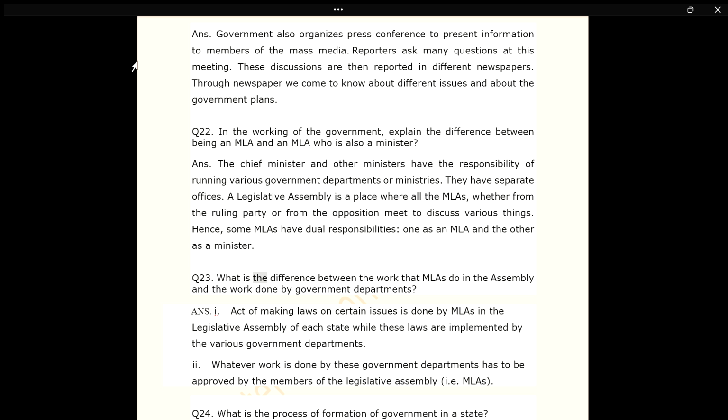Q23. What is the difference between the work that MLAs do in the assembly and the work done by government departments? Ans. The act of making laws on certain issues is done by MLAs in the legislative assembly of each state, while these laws are implemented by the various government departments. Whatever work is done by these government departments has to be approved by the members of the legislative assembly, i.e. MLAs.